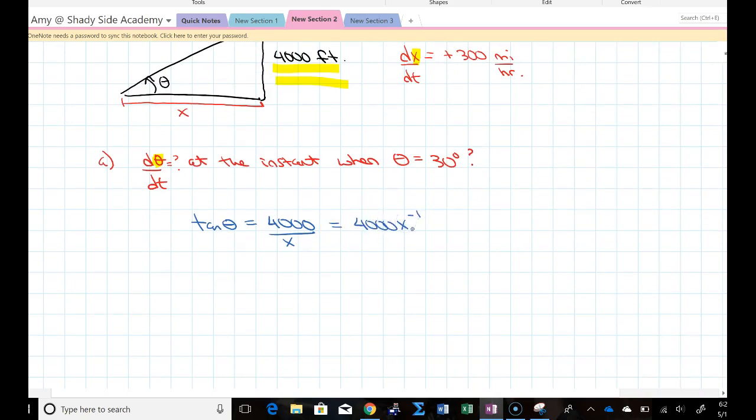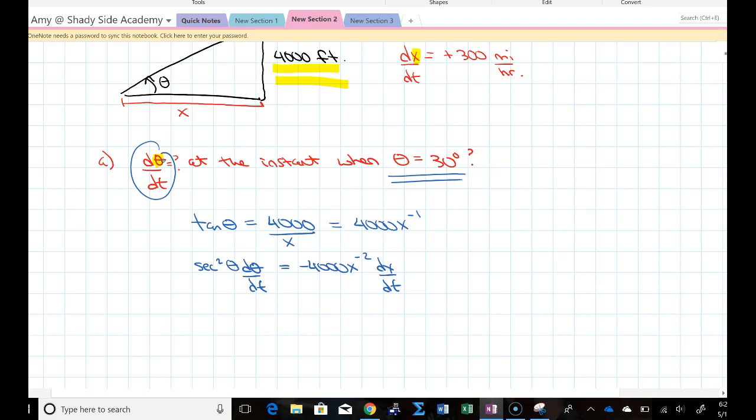You see that I automatically rewrote tan theta equals 4,000 over x as tan theta equals 4,000 x to the negative first. Now I'm going to take the derivative with respect to t. The derivative of tan theta is secant squared theta d theta by dt, equals negative 4,000 x to the negative second dx by dt. Okay? Now I'm going to start inputting into this differential equation information about the particular moment in time so I can solve for d theta by dt at that moment in time.